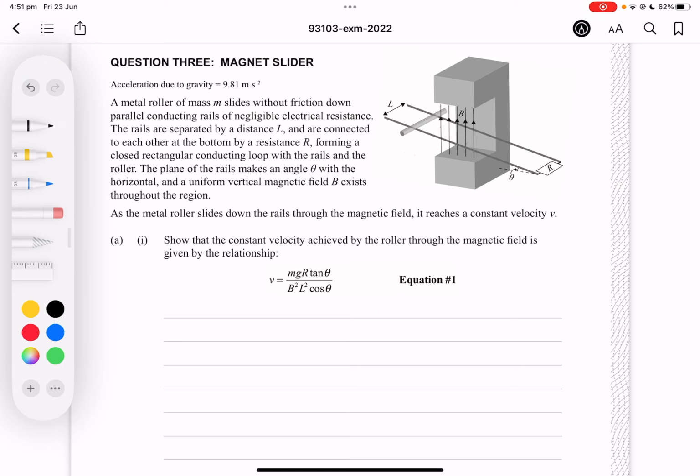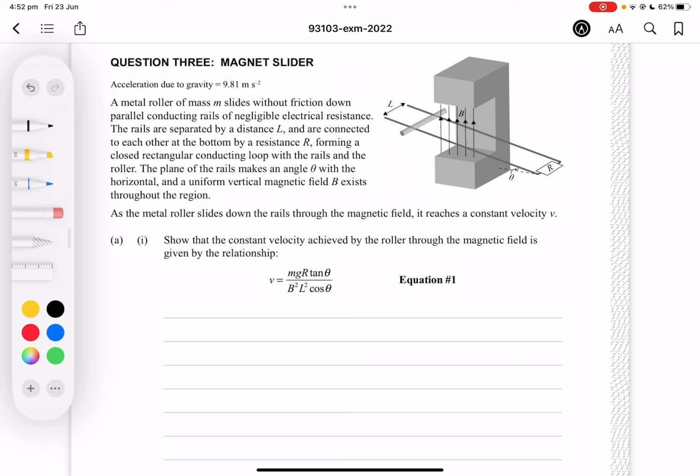So we'll look at question 3, magnetic slider. A metal roller of mass m slides without friction down parallel conducting rails of negligible electrical resistance. The rails are separated by a distance L and are connected to each other at the bottom by a resistance R, forming a closed rectangular conducting loop within the rails and the roller. The plane of the rails make an angle theta with the horizontal, and a uniform vertical magnetic field B exists throughout the region. As the metal roller slides down the rails through the magnetic field, it reaches a constant velocity of V. And we want to show that the constant velocity achieved by the roller through the magnetic field is given by the relationship shown below.